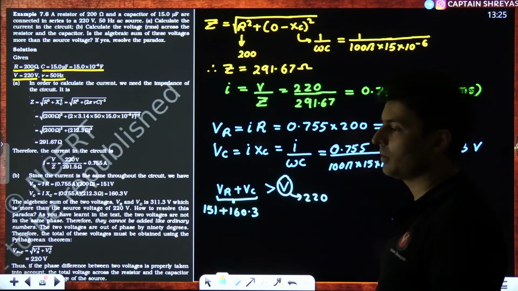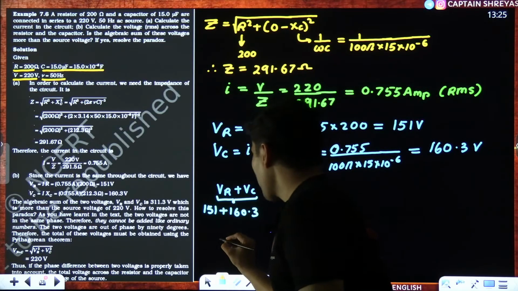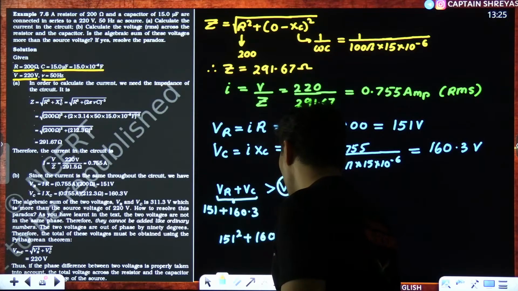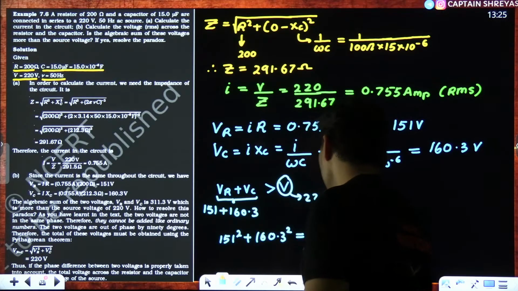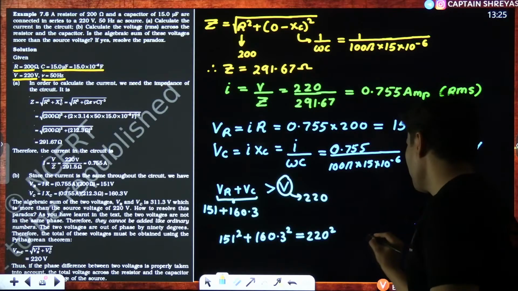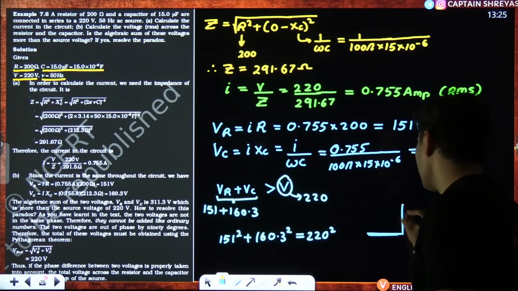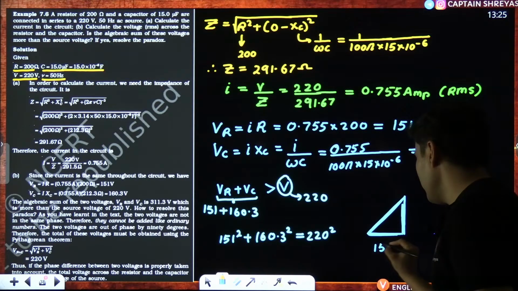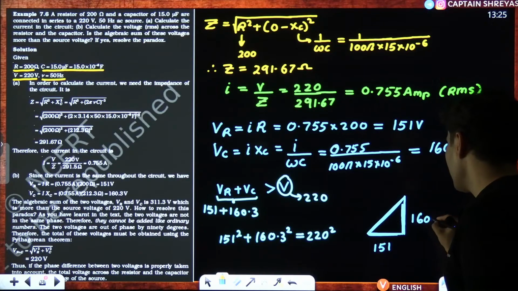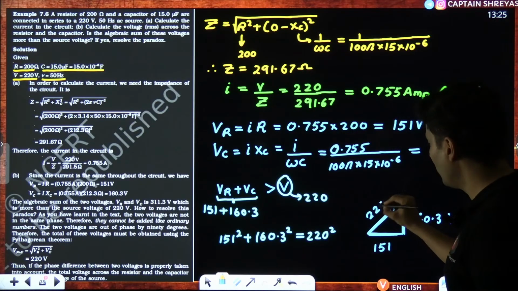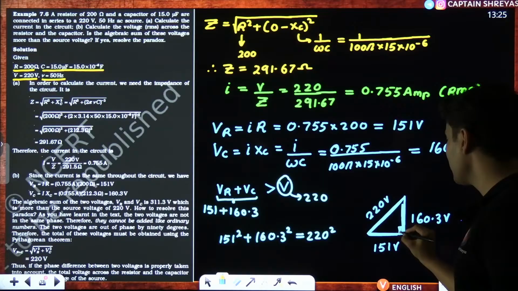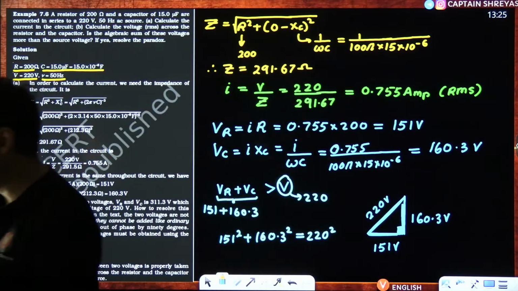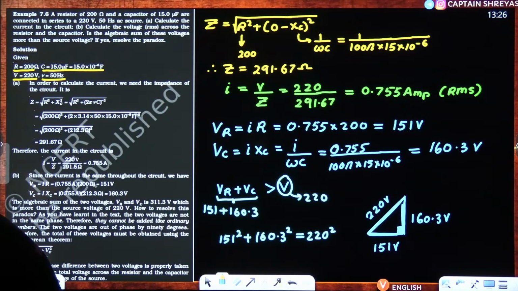No, nothing is wrong. Don't get scared. Actually, if you see, 151 square plus 160.3 square is actually 220 square. That is because they follow the phasor diagram, it is not added like scalars. So you should think of it like a phasor diagram, where resistance is 151 volts, this is 160.3 volts, and this is 220 volts. Then it makes sense. Is that okay? So there is nothing wrong. Resolve the paradox: voltages are added like vectors. Correct.